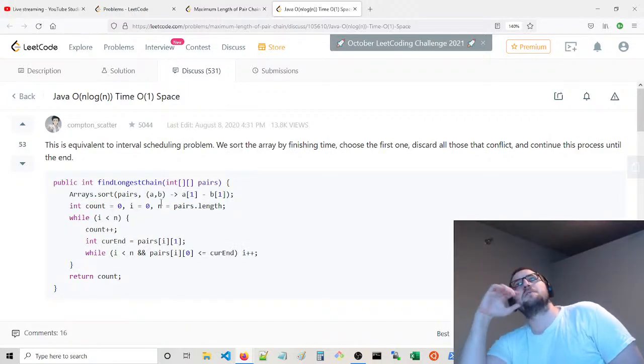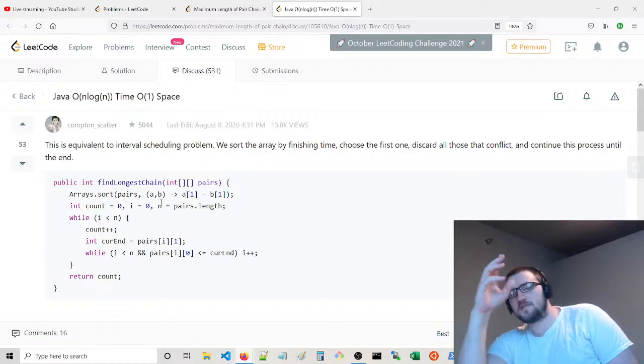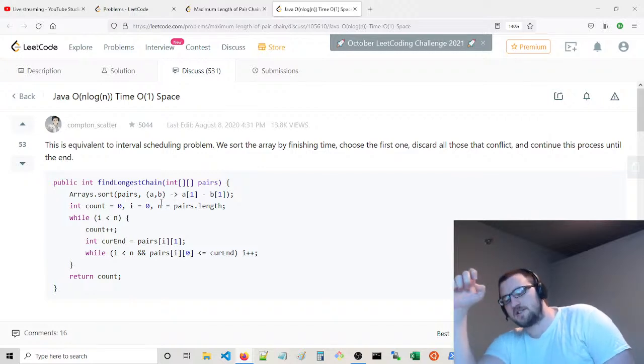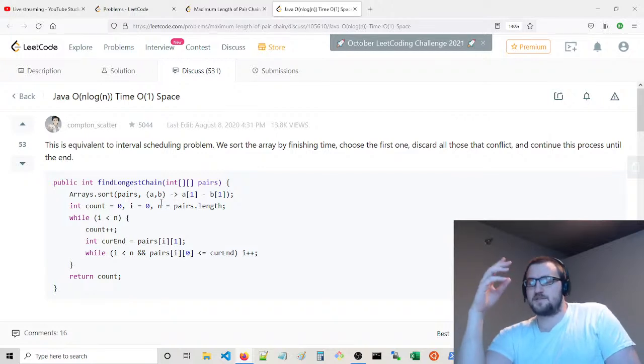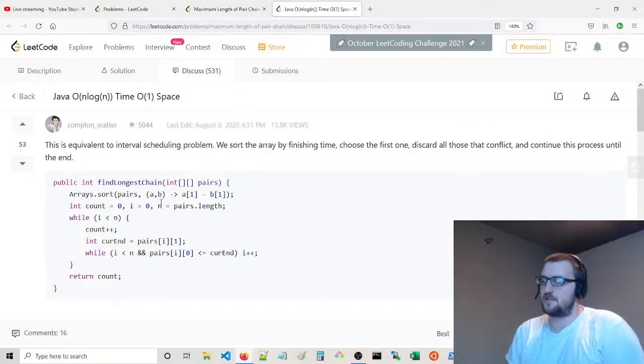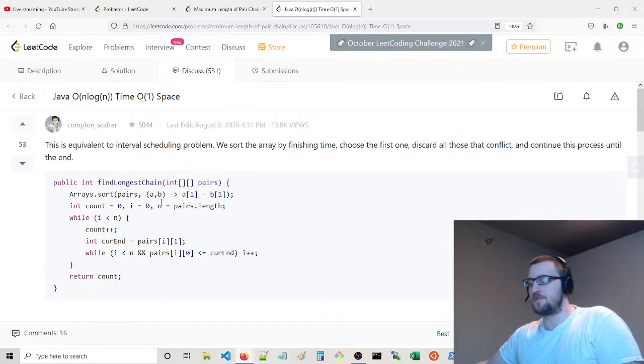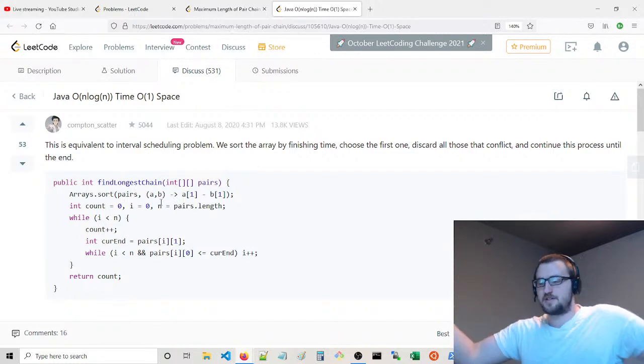Okay, so the algorithm is as follows, right? You sort by the ending time, and then you pick the first element, the smallest ending time, start with that, and then pick the next element that has the next smallest ending time, and disregard all of the intervals that conflict, all the intervals that intersect, right?